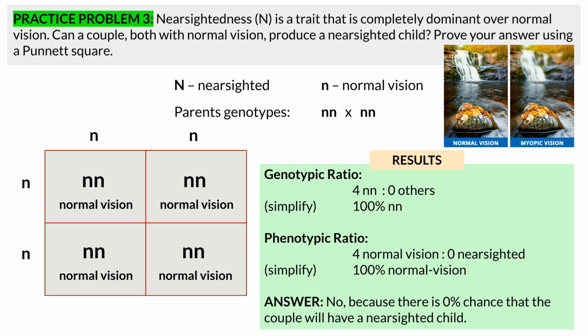Step 5. State the results. Genotypic ratio, 4:0 or 100% homozygous recessive. Phenotypic ratio, 4:0 or 100% normal vision.